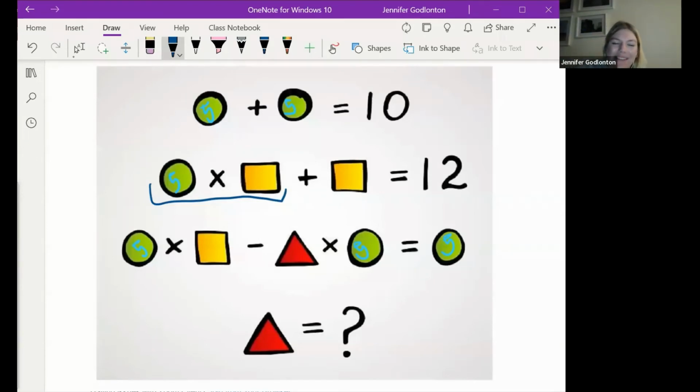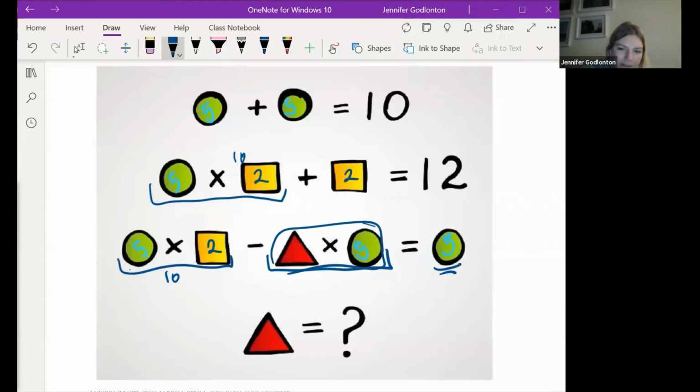When we get to this point here, we have to think 5 times something that has to happen first, and then we have to add the same thing. So that makes our yellow square 2, because 5 times 2 is 10, 10 plus 2 is 12. Okay, that means that this is 2. So now we've got 5 times 2, which is 10, minus triangle times 5, and then my answer has to be 5. So I know that this has to be 5, which means my triangle has to be 1.